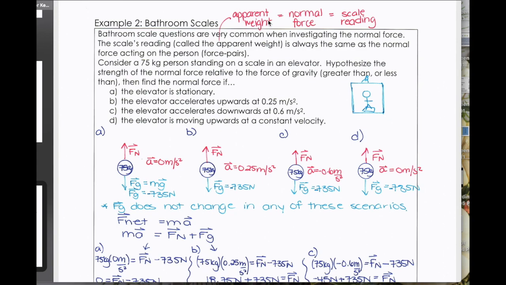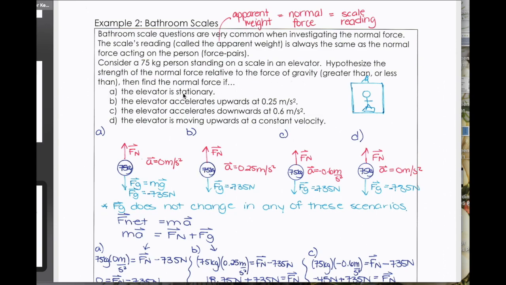All of these terms are interchangeable. The apparent weight, the normal force, and the scale reading all mean the same thing. It's always the same as the normal force acting on the person. So we have those pairs of forces. Consider a 75 kilogram person standing on a scale in an elevator. Hypothesize the strength of the normal force relative to the force of gravity, and then find the normal force.